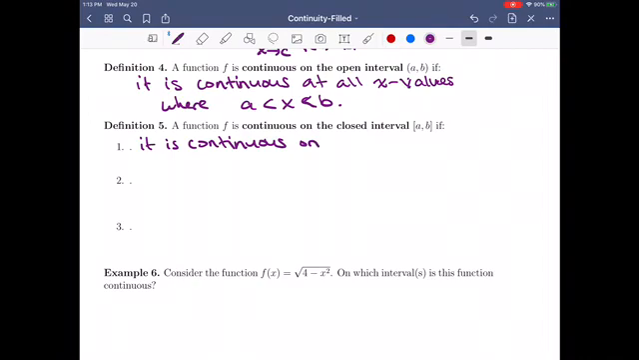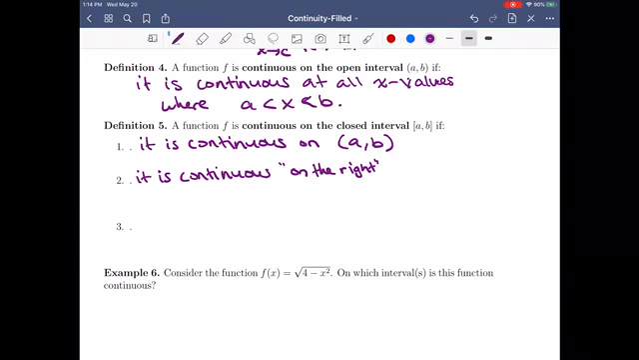So it's continuous on the interval from a to b, so not including the endpoints. And then we want to make sure that it is continuous, I'm going to put it in quotation, on the right of a, and it is continuous on the left of b. So these are the only sides that matter in our interval.